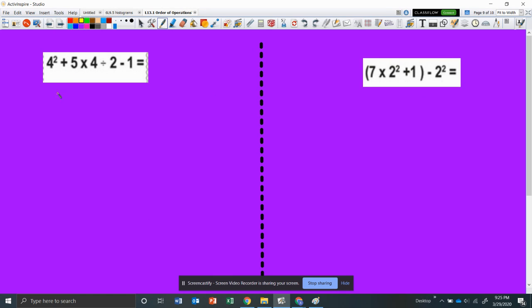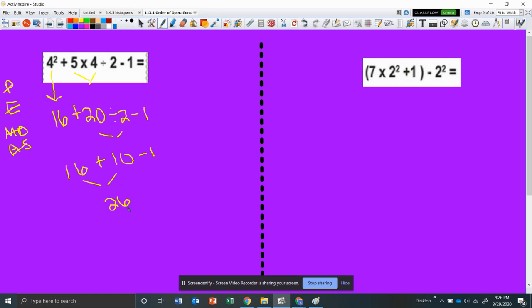A couple more. No parentheses in this one. But here's some exponents because remember, please excuse my dear Aunt Sally. No parentheses. I'm going to go ahead and do the exponents. 4 to the second power is 4 times 4, which is 16. Now I'm going to multiply and divide in order. Since I've got 5 times 4, I'm going to put plus 20 divided by 2 minus 1. But now I've got to divide, so I've got 16 plus 10 minus 1. And now I'm going to add and subtract in order. 16 plus 10 is 26, minus 1 is 25. And there's my answer.